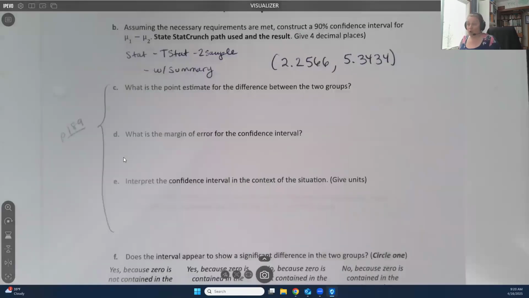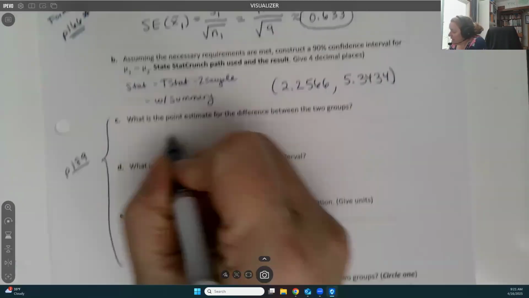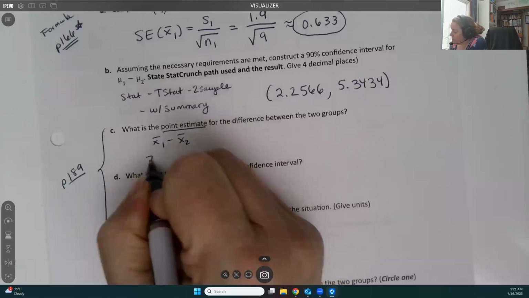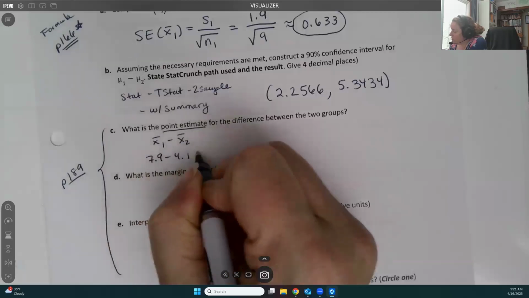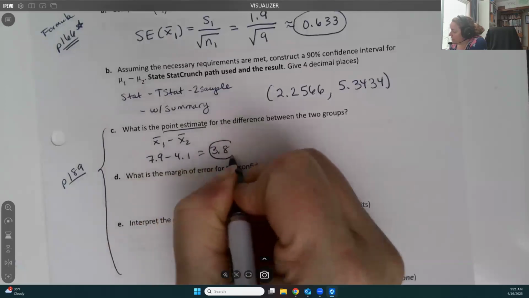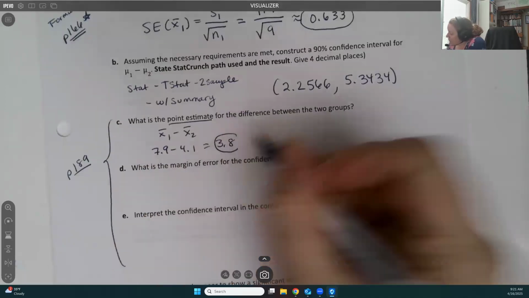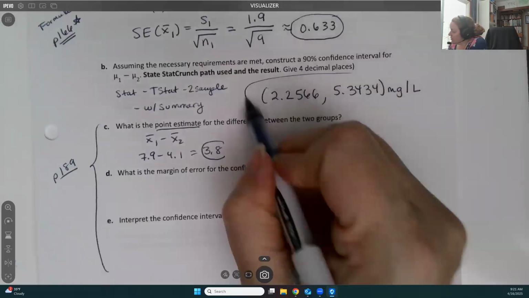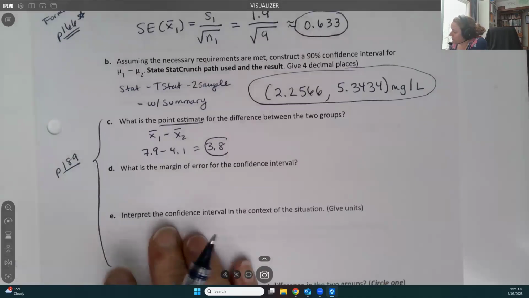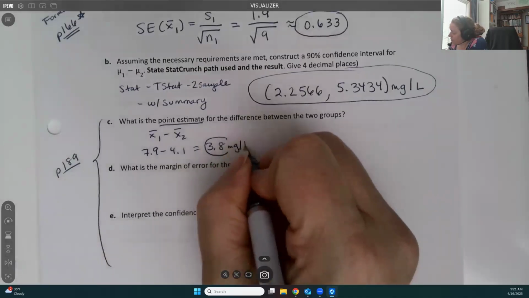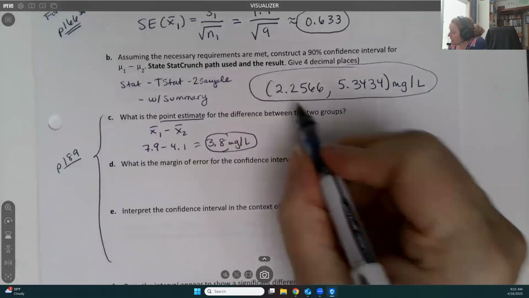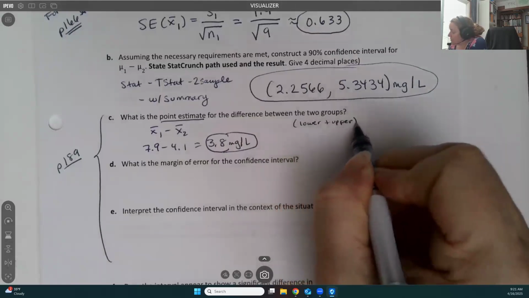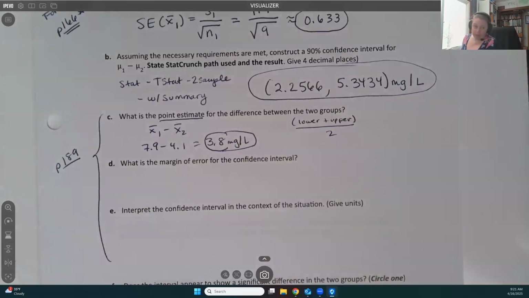It's x bar 1 minus x bar 2. Now you can do the lower upper thing if you want, right? But it's kind of not necessary. So we learn that this is this. So that's 7.9 take away 4.1, which is 3.8. Oh, technically it's milligrams. I forgot. Milligrams per liter. Sorry about that. There's the units on that one. And this is milligrams per liter. Not that I care that much, but now if you want to do the lower plus upper thing, you can, but you're going to end up in the same answer. You're going to end up with 3.8.